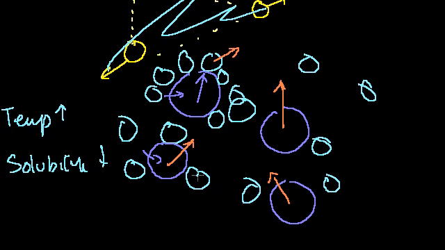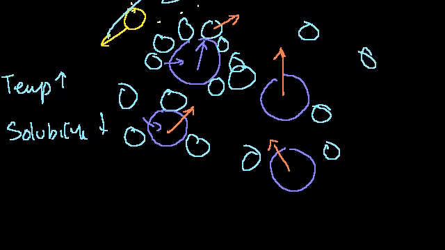Because these guys want to escape. They want to be free. They want to be away from other molecules, and they want to bounce around in open space. And so anything that lets the system move around more, they're going to go up. And likewise, if temperature goes down, solubility goes up.